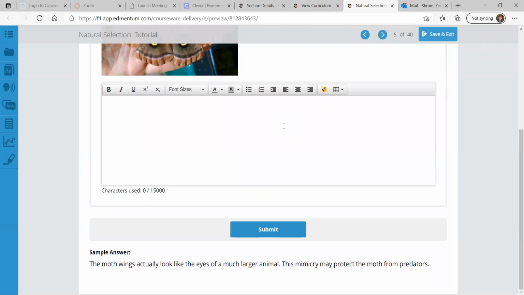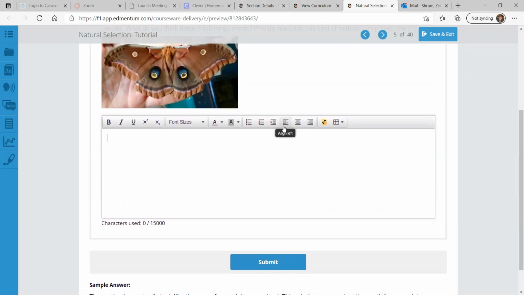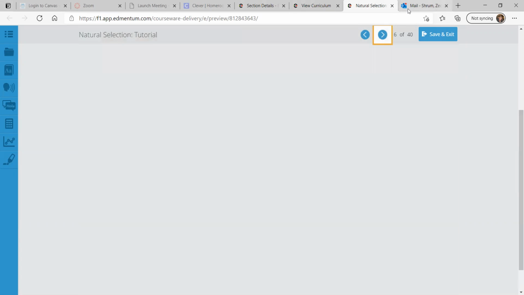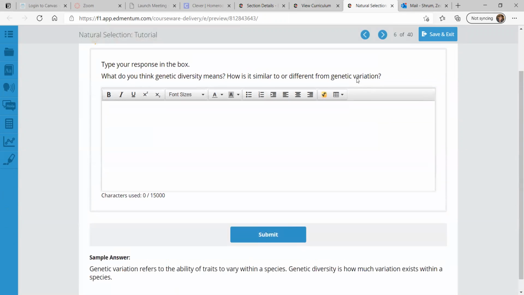The sample answer here is the moth wings actually look like the eyes of a much larger animal. This mimicry may protect the moth from predators. So if a predator looks at this, they might interpret those large designs as large eyes of something that could be a threat to them. So it's trickery. It's very useful though.